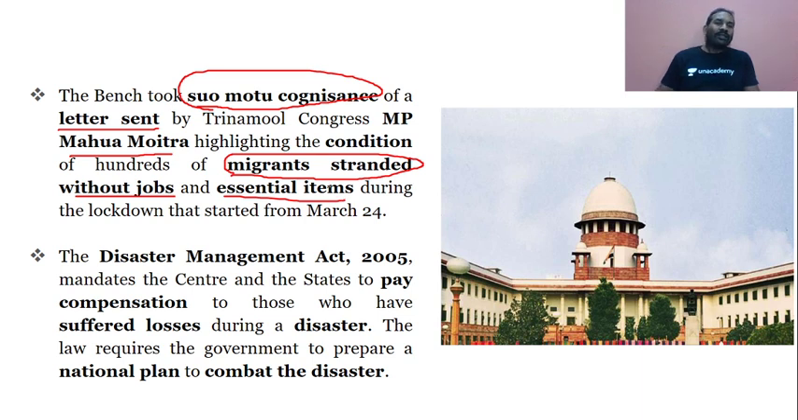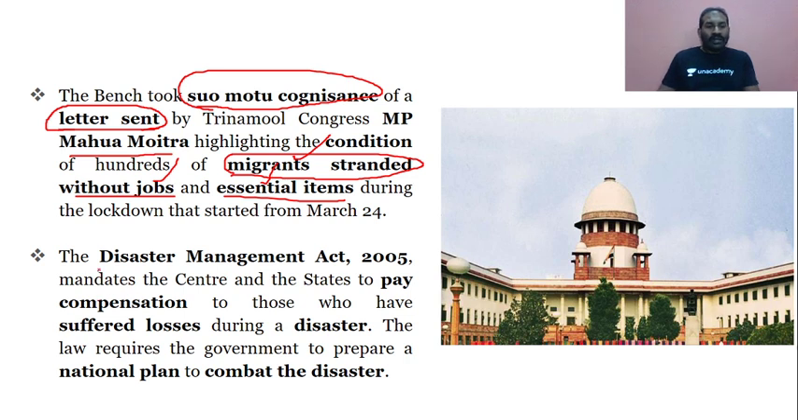And a suo motu cognizance has been taken up on a letter sent by an MP, Mahua Moitra. That means the bench or the Supreme Court can take it into consideration even if a letter is sent by a person, in this case an MP, and based on that the letter was considered, highlighting the conditions of the migrants who have been stranded, who have been kept in the quarantine camps without jobs and essential items.